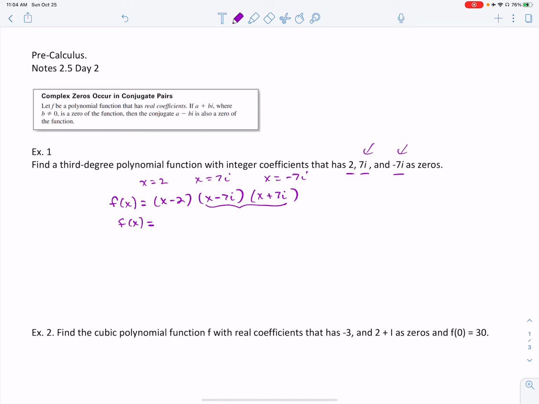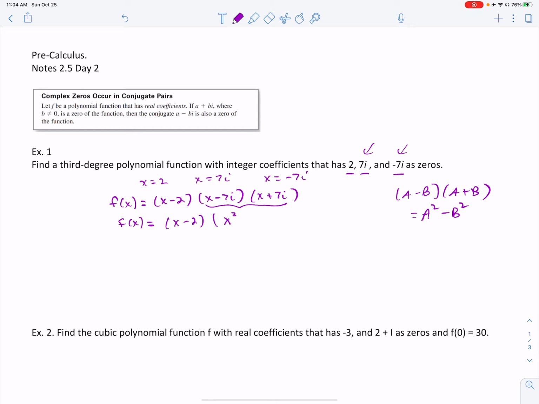But in a lesson or two ago, we multiplied complex conjugates. And what we found is that in an a minus b times a plus b scenario, when you multiply it, you just get a squared minus b squared because the middle two terms cancel. So we want to go ahead and multiply the complex conjugates first.